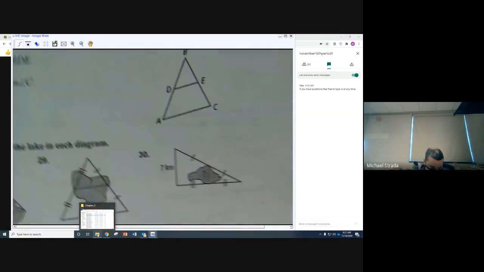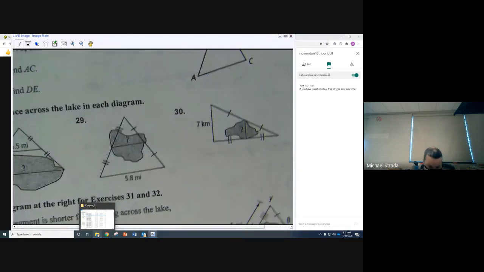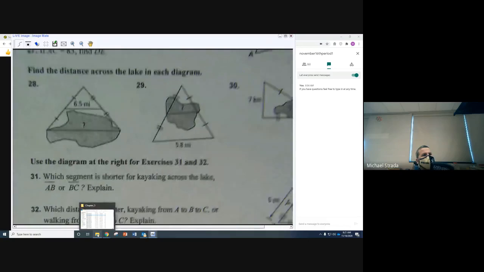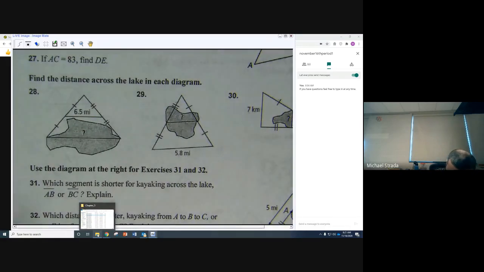All right. 24 through 27, they're just giving you different pieces of information. 28 through 30 is just a real world application, all right, of being able to find the distance across the lake. Same idea with 31 and 32. All right, everybody good?